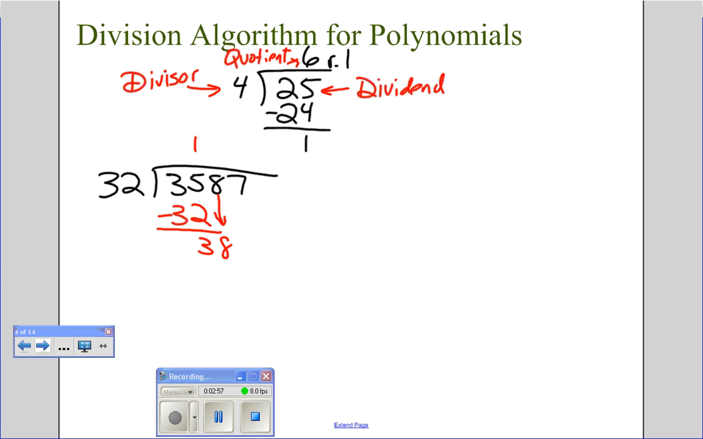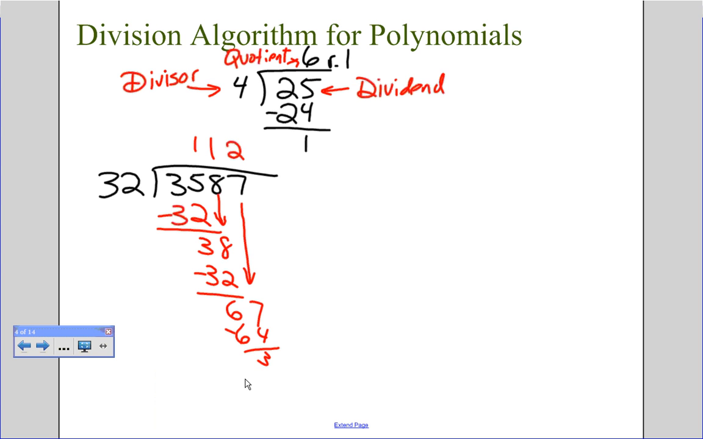32 goes into 38 again once. 1 times 32 is 32. This time we have a remainder of 6. Bring down the 7. 32 goes into 67 twice, and the remainder is 3. I actually want to express the remainder as a fraction, and the answer is 112 and 3/32, because this remainder is what part of 32 is left over.